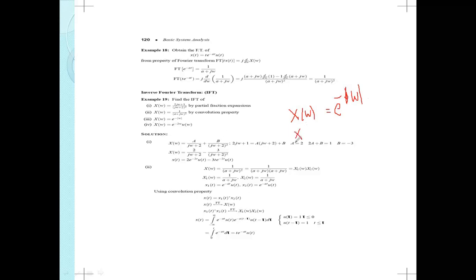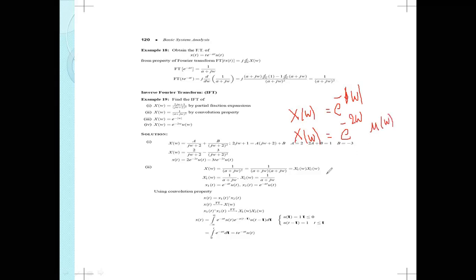And the fourth one is that x of omega is equal to e power minus 2 omega into u of omega. So both are directly done by using the inverse Fourier transformation only. E power minus 2 omega into u of omega, we can directly apply the inverse Fourier transformation definition. X of t is equal to 1 by 2 pi integral from minus infinity to infinity.